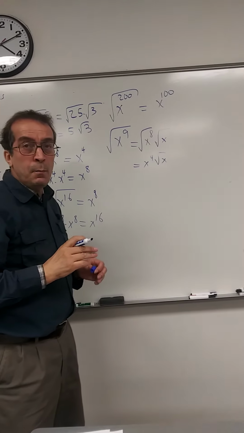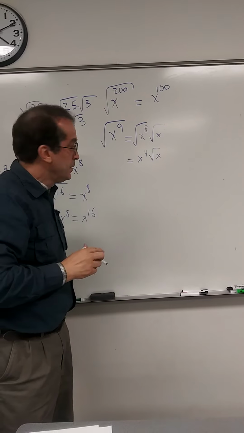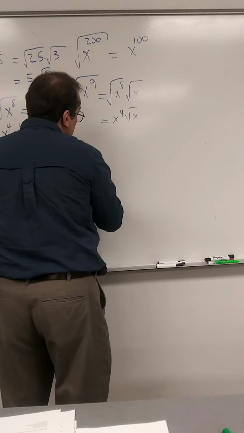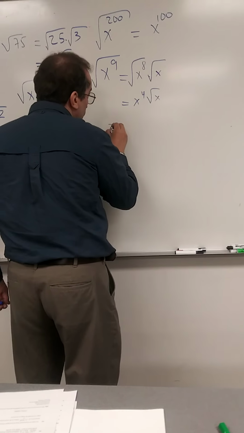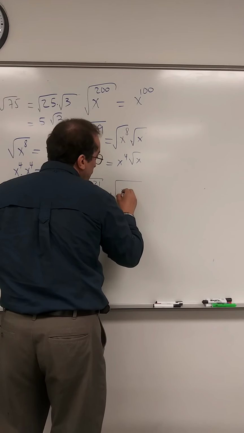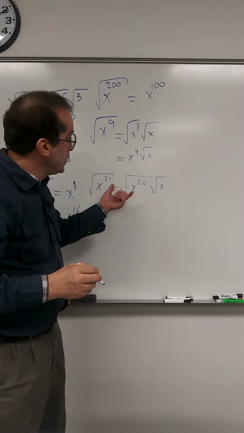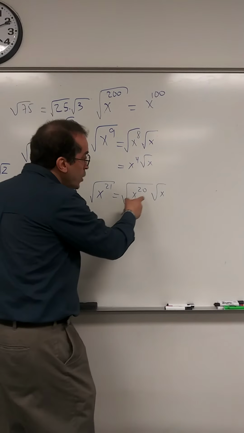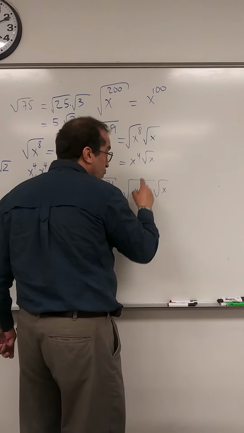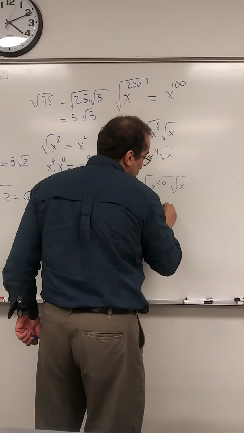So if you have an odd number, you always do 1 plus. Like 1 plus 8 is 9. Let's do another one. X to the power, let's say 21. So you do this as square root of x to the power 20 times square root of x. I split 21 into 20 and 1. Square root of x to the 20 is going to be 20 over 2 is 10. So this is x to the power 10 times square root of x.